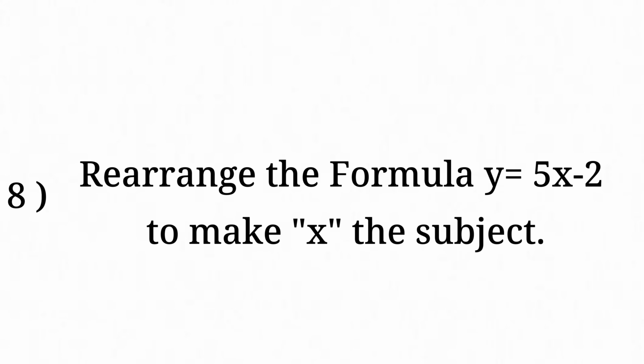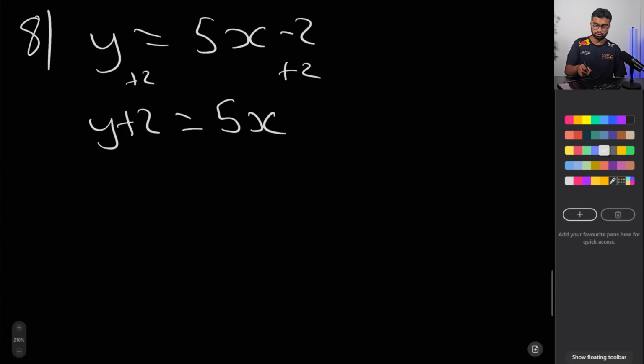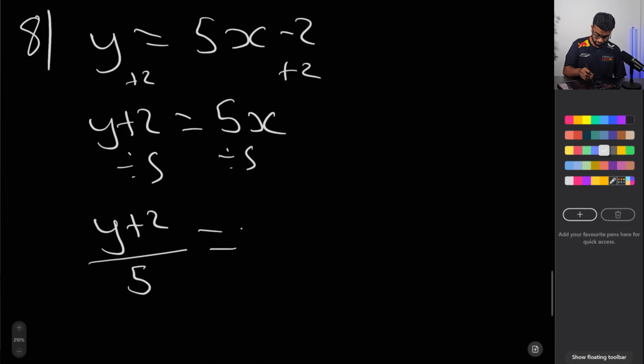Question 8 asks us to rearrange the formula y equals 5x minus 2 to make x the subject. So what that means is we want x on its own is equal to something. So let's start by adding 2 to both sides, and we get y plus 2 is equal to 5x. So this is a good start, but we want x on its own, not 5x. So if you want to get rid of this 5, we'll have to divide both sides by 5. So we'd get y plus 2 all divided by 5 equals x, and that is how you make x the subject of this equation.